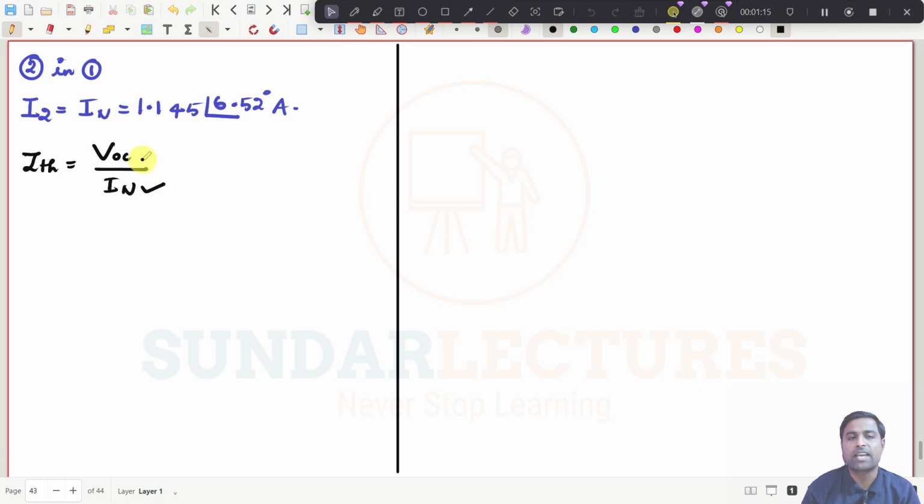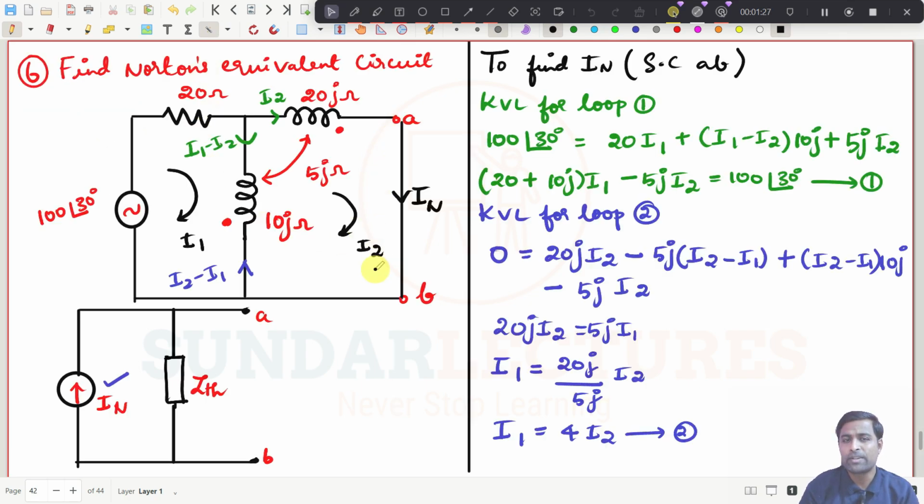I know what IN is, right? So if I find the value of VOC, I can easily find the value of ZTH by dividing these two, because I have this value. Now I need to find VOC. What is VOC? Open circuit this one and find the voltage here. It is very simple, right?